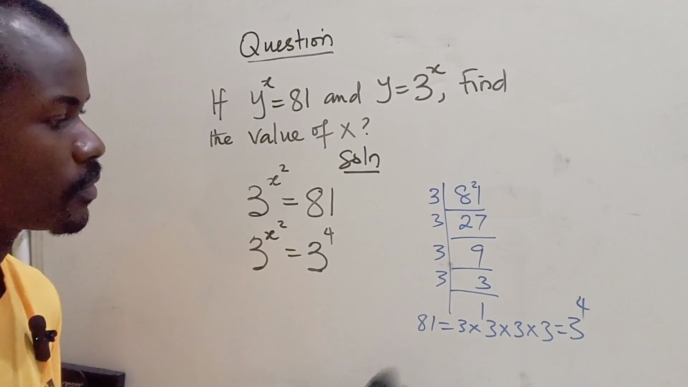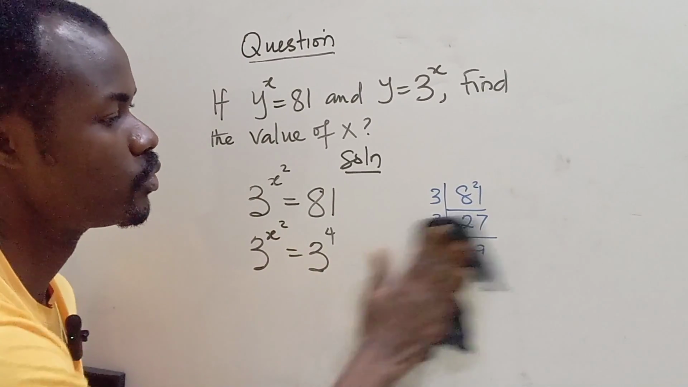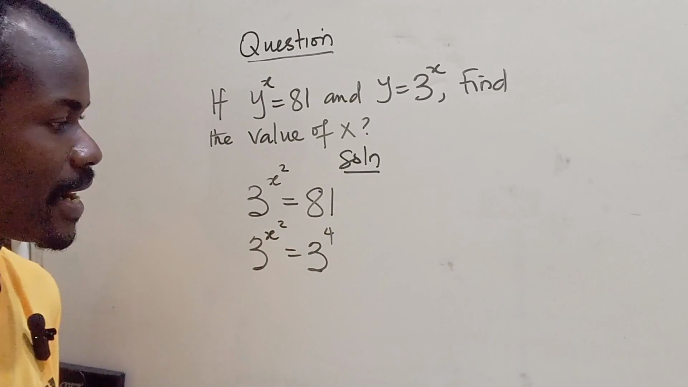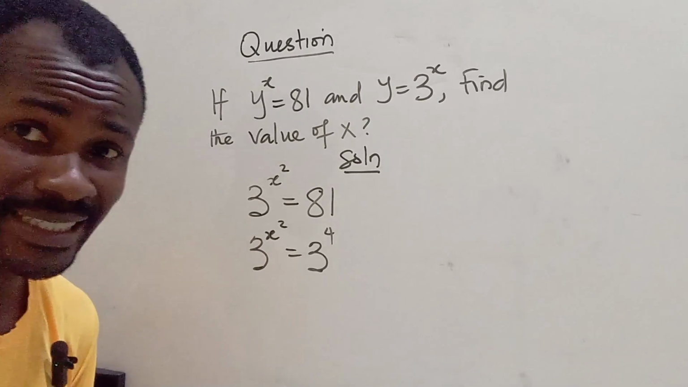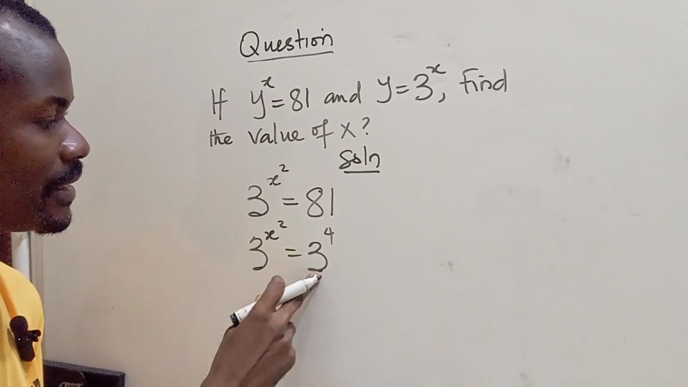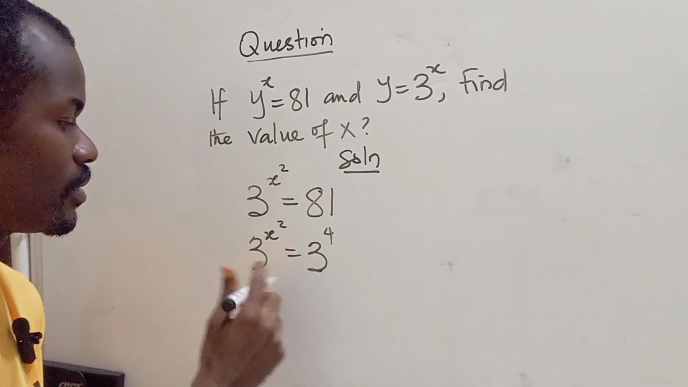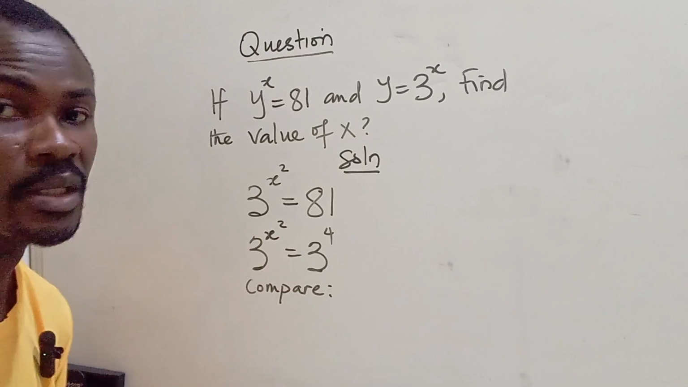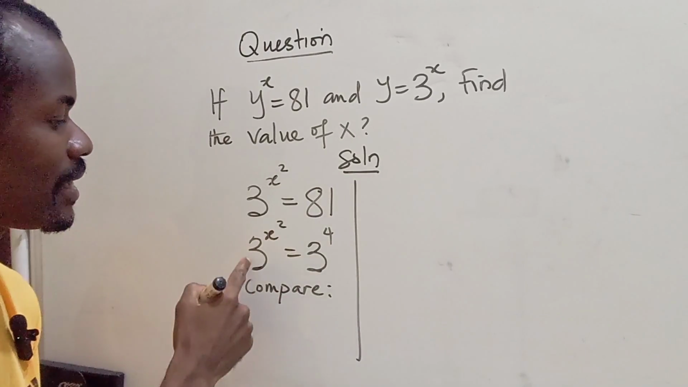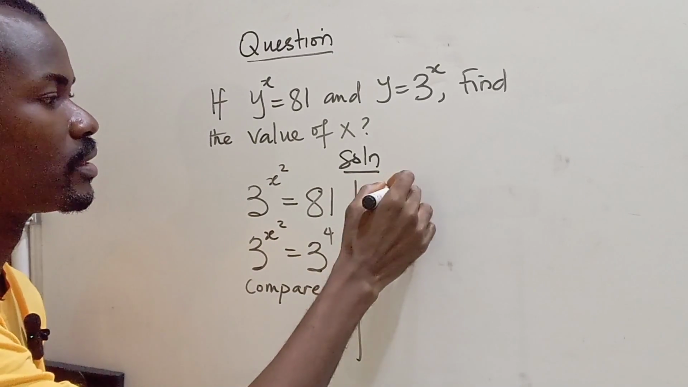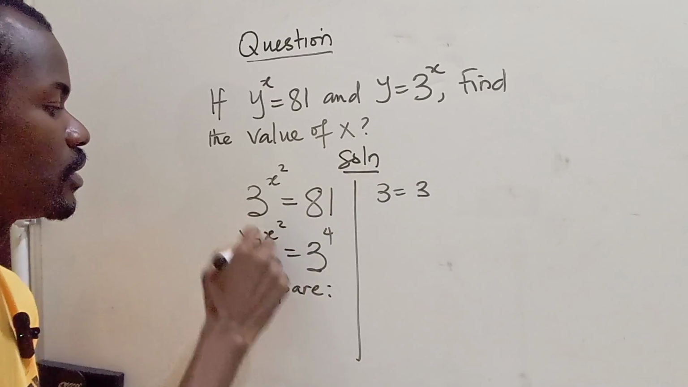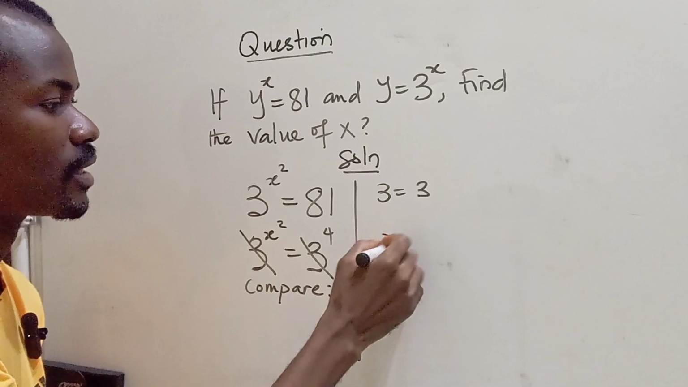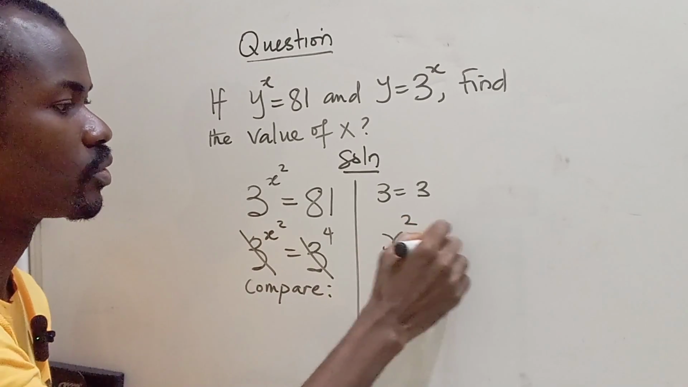So from this, what are we going to do next? Now I can see from indices, when you have the same base, you can compare. So if we compare this, we can see that 3 is equal to 3. So we are left with x raised to the power 2 is equal to 4.